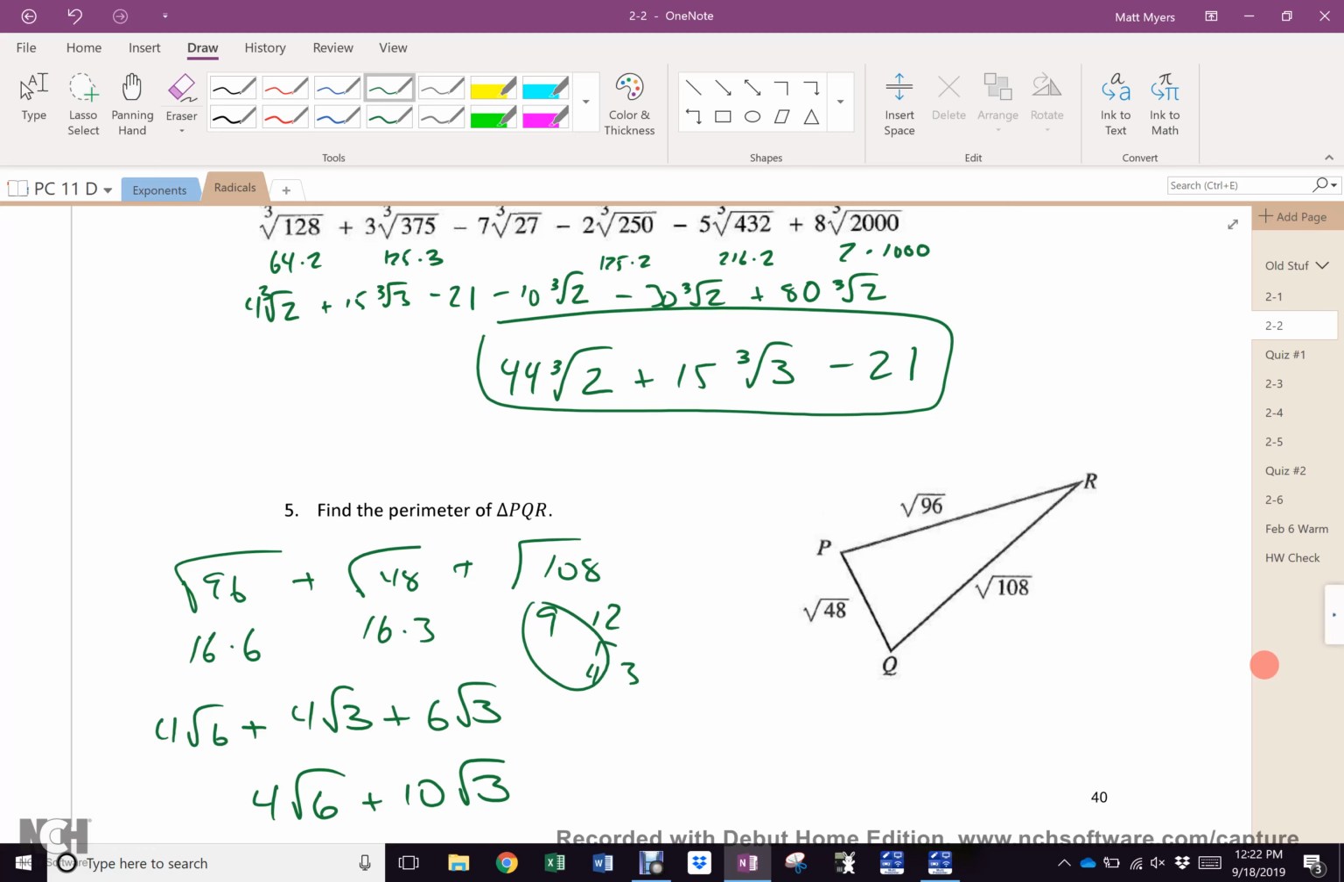All right. Are we all good? Your quiz tomorrow will be on adding and subtracting of radicals. But in order to add and subtract radicals, you also need to be good at simplifying them. Right?